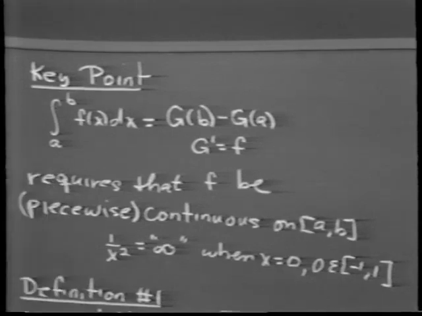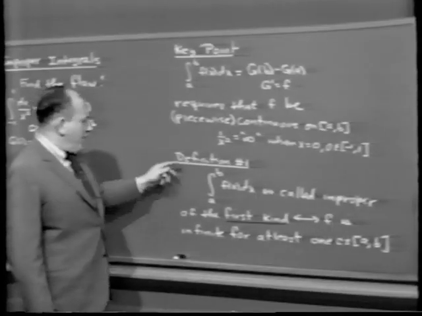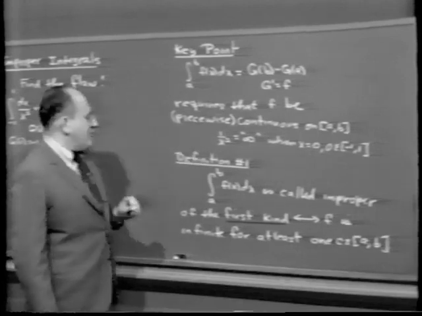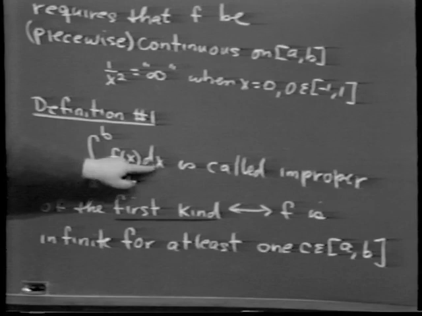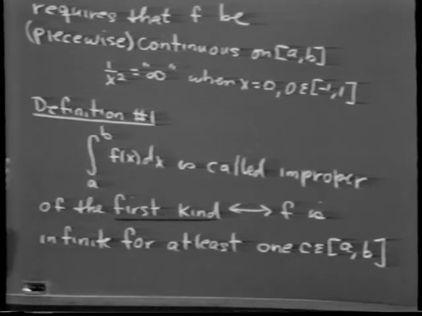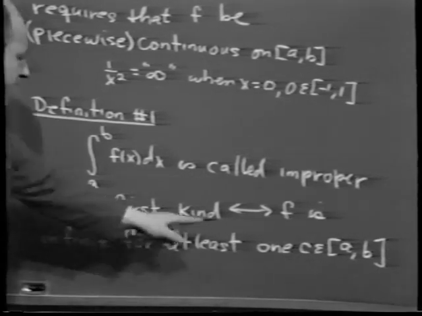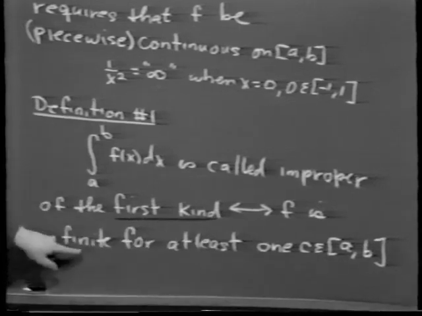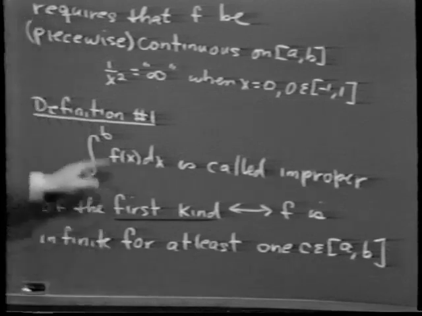At any rate, without further ado, this leads to a fundamental definition, which in terms of today's lesson I call definition number 1, and that is the integral from a to b of f of x dx is called improper, and there are going to be two types of improper integrals, as we'll find out very shortly, but it's called improper of the first kind if and only if f is infinite for at least one c in the interval from a to b.